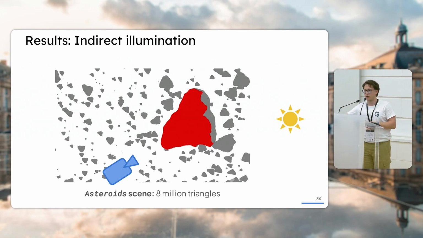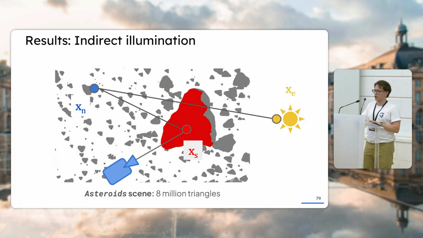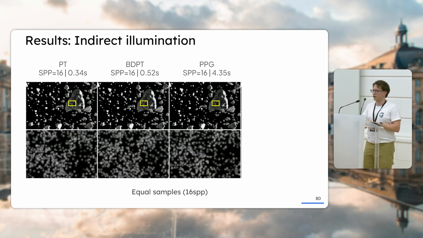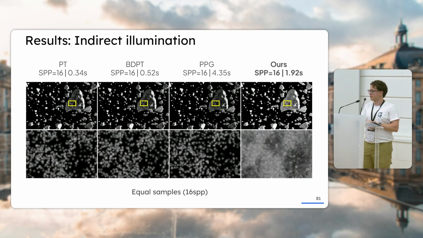In this case, we leverage our technique to compute the outgoing radiance of this shading point XS by sampling these 3-vertex paths that go from the shading point to the emitter through an additional vertex sampled directly on the geometry of the asteroids. We compare our technique against path tracing, bidirectional path tracing, and practical path guiding. All of them are techniques which leverage directional sampling, and in contrast, our technique, which leverages this additional vertex sampled directly on the geometry, allows us to converge faster at the same number of samples per pixel.